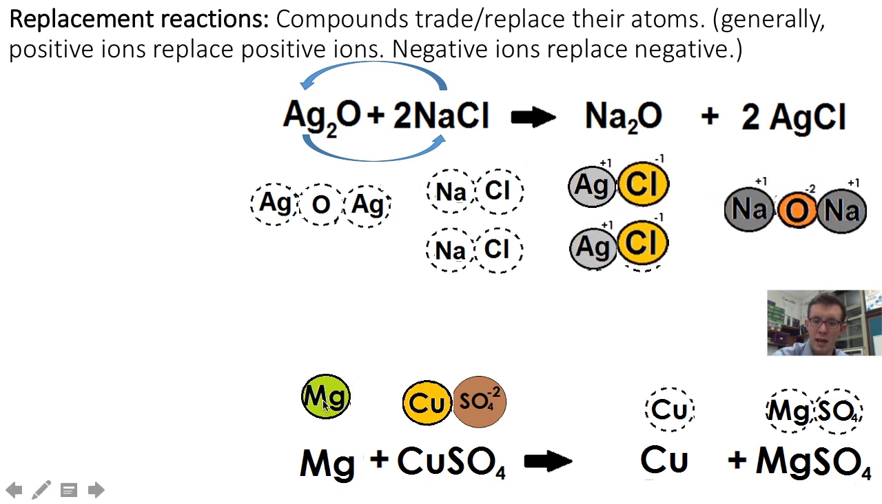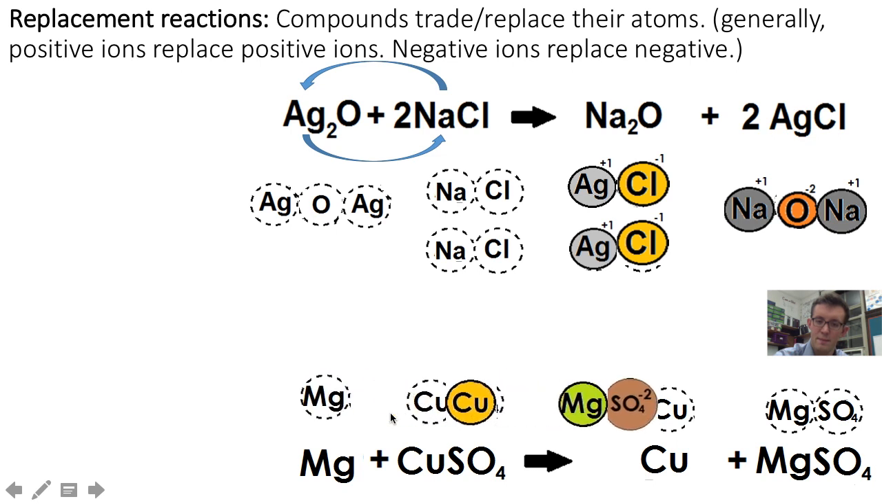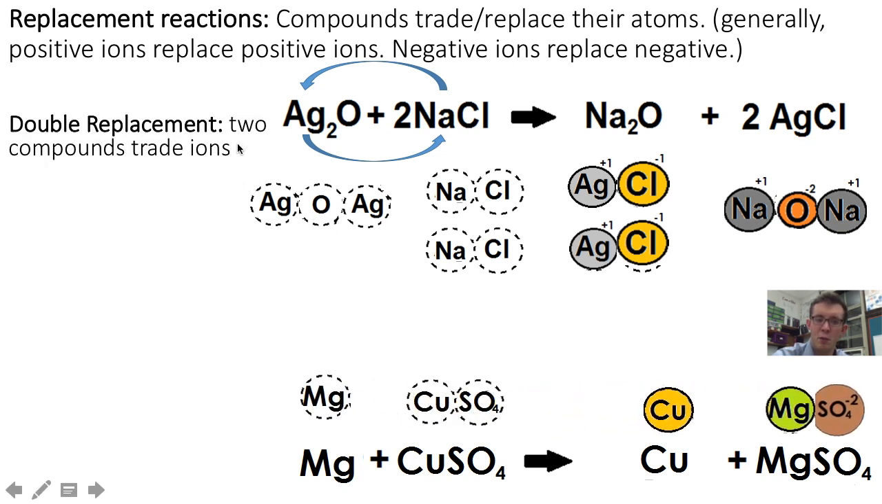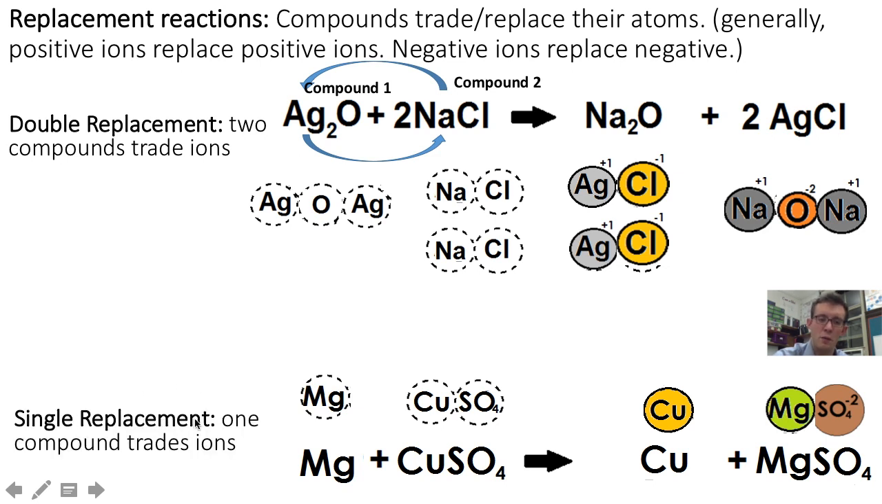And down below, we've got magnesium and copper, which will trade places, two positive metals. And so we call this first type of replacement a double replacement, in which two compounds, the silver oxide and the sodium chloride, swap pieces. And the second replacement we'd call a single replacement, in which just a single compound traded ions with an element.